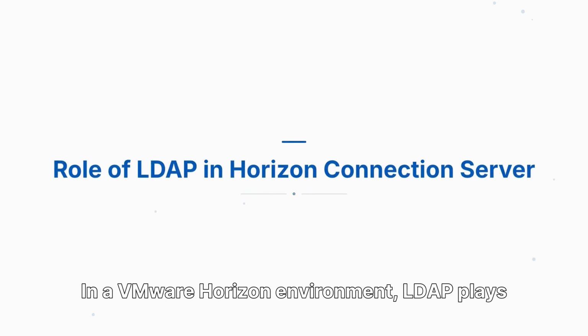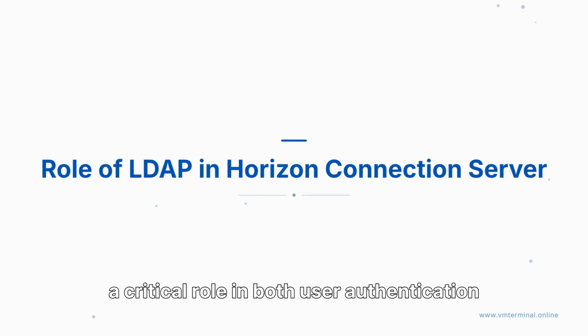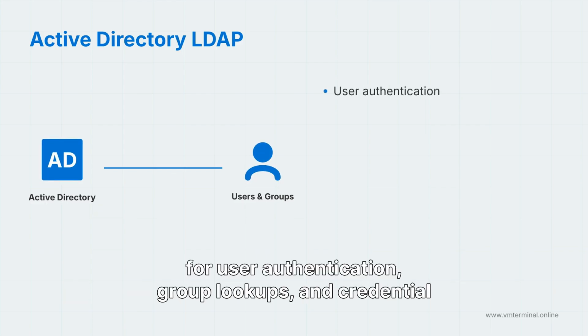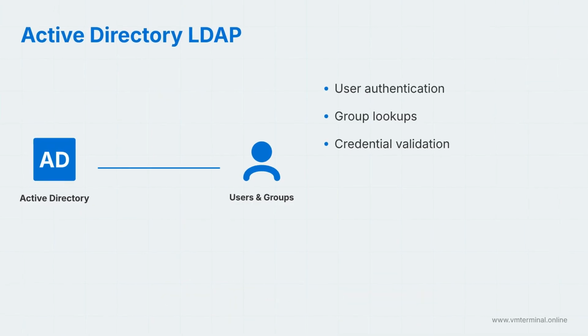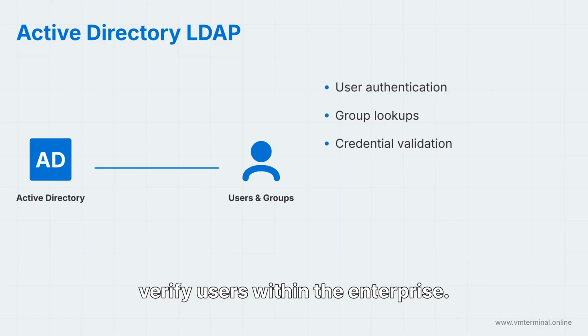In a VMware Horizon environment, LDAP plays a critical role in both user authentication and configuration management. Microsoft Active Directory (LDAP) is primarily used for user authentication, group lookups, and credential validation. It allows Horizon to search for and verify users within the enterprise.